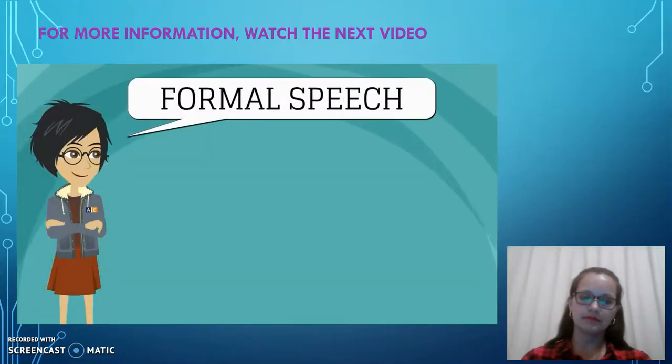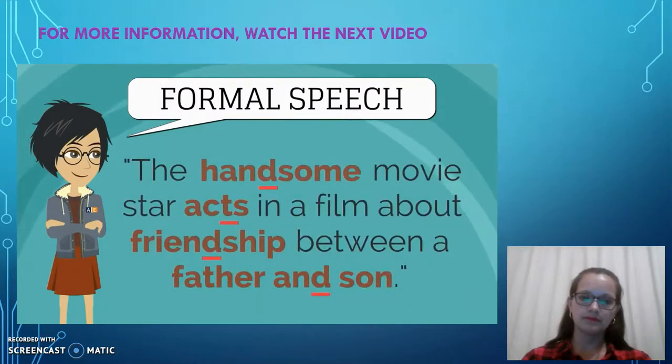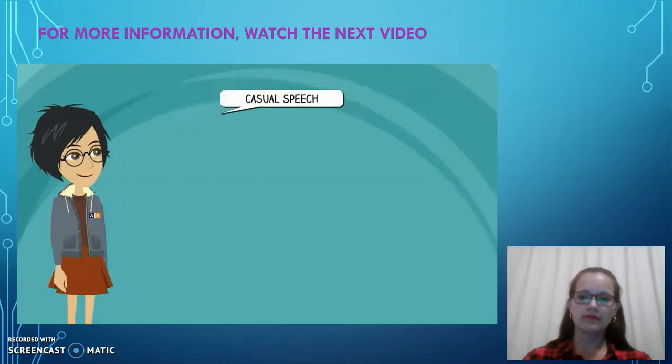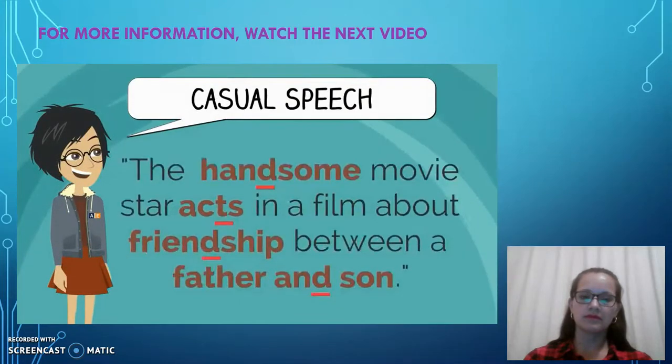What do you notice about the pronunciation of the underlined words in this sentence? Formal speech. The handsome movie star acts in a film about friendship between a father and son. Now, in casual speech. The handsome movie star acts in a film about friendship between a father and son.